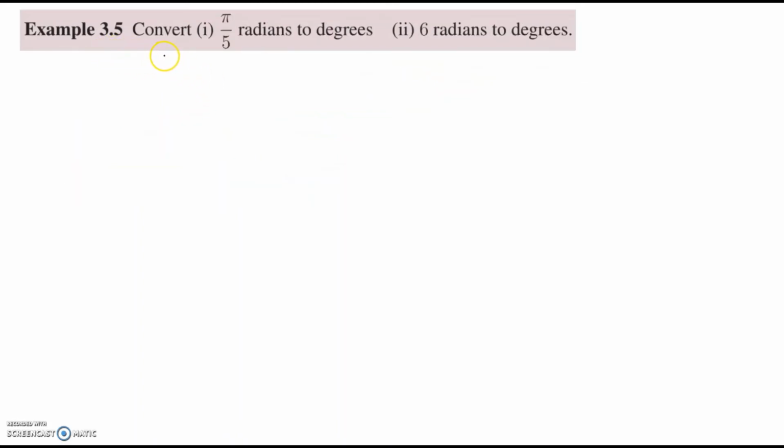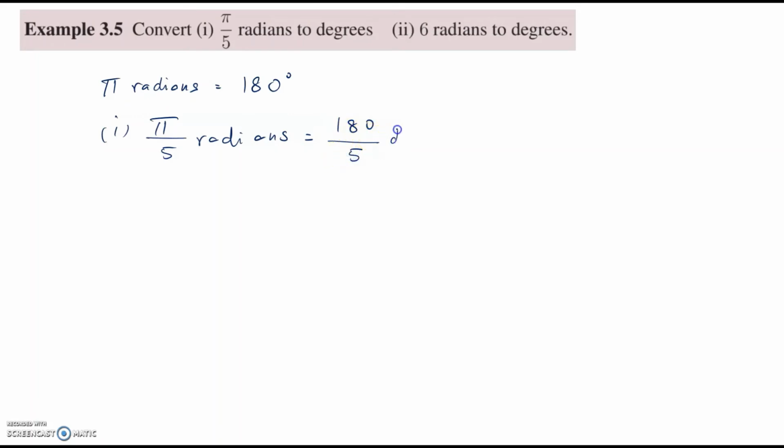Example 3.5. Convert pi by 5 radians to degrees, which is the first one. So, we know that pi radians is equal to 180 degrees. Therefore, pi by 5 radians will be equal to 180 divided by 5 degrees, which is equal to 36 degrees.